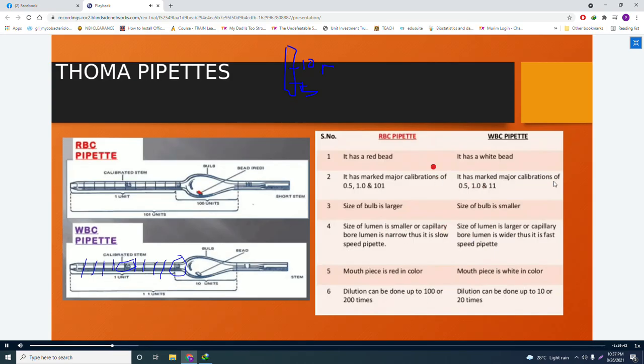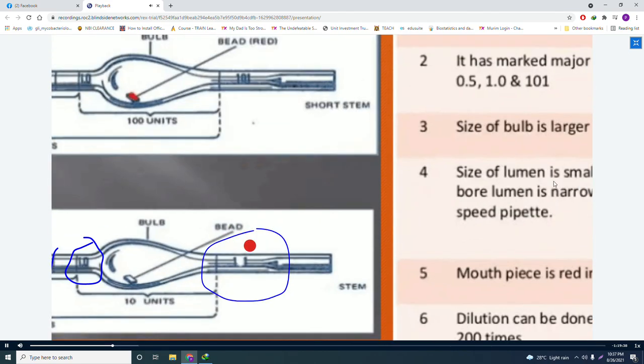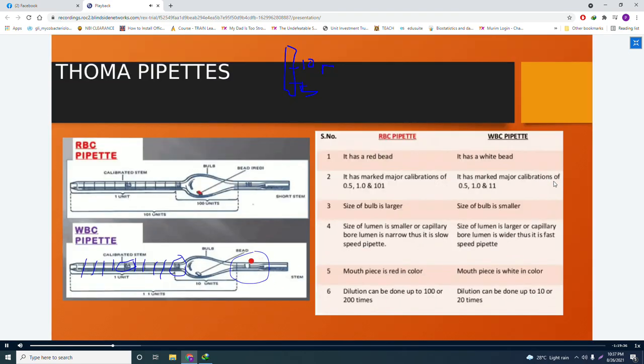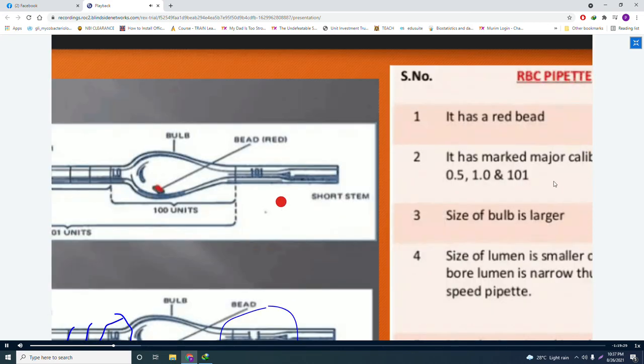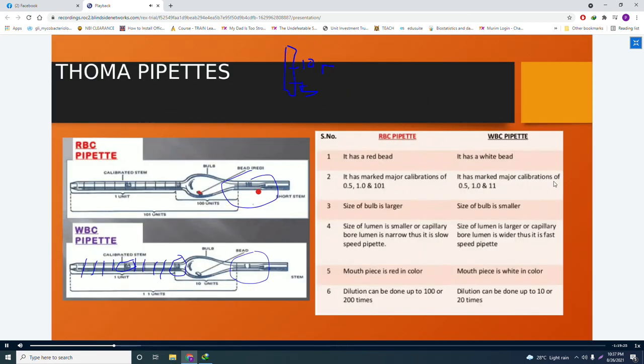Okay? While for your RBC pipette naman class, meron din siyang 11, so 11 class na calibration mark. Then for the RBC pipette class, same lang din, 0.5, 1.0, pero nag-iba lang sa dulo, naging 1.0. Okay? I'll discuss that later sa division.